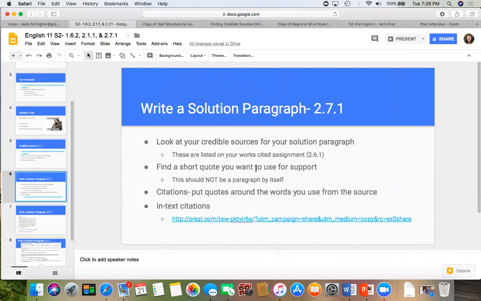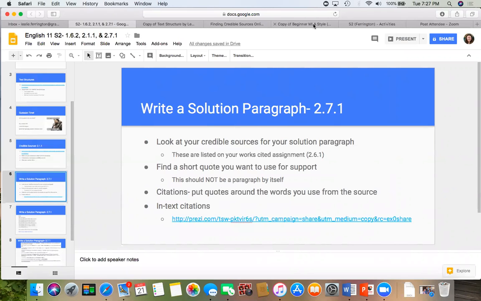This is just a short little blurb because I know that I've seen some people doing it. Make sure you don't use a quote that's an actual paragraph by itself. You want to find something that will fit inside of a sentence of your own. Citations: put quotes around the words you use from the source, because sometimes that doesn't always happen. I noticed in the example that I'm going to show you in a second, there's not always quotes around all the words. So unless you're paraphrasing, which maybe this person was, you want to make sure that you put quotes around words that are actually quoted.